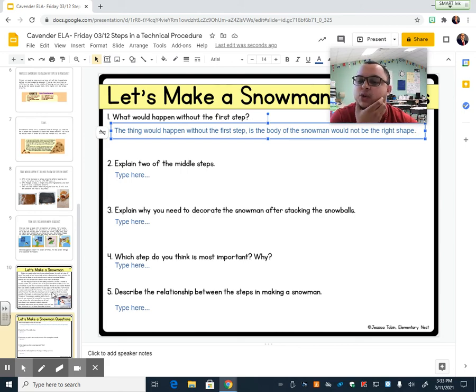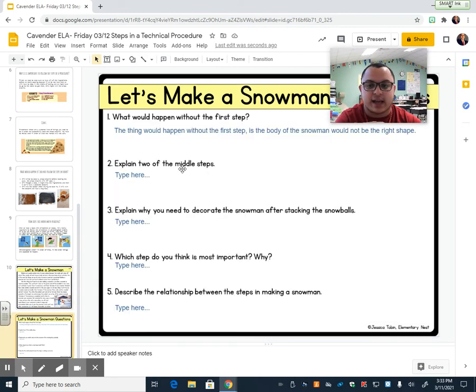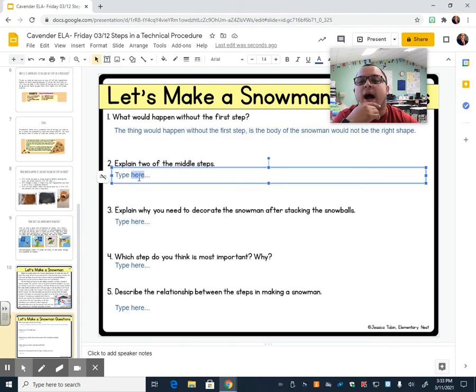Now we have to explain the two middle steps. And the two middle steps are to set it on the ground, and roll the snowball in more snow so it continues to grow. So we need to explain, why do we need to do these steps? Well, the two middle steps are to roll the snowballs in more snow to make them bigger.